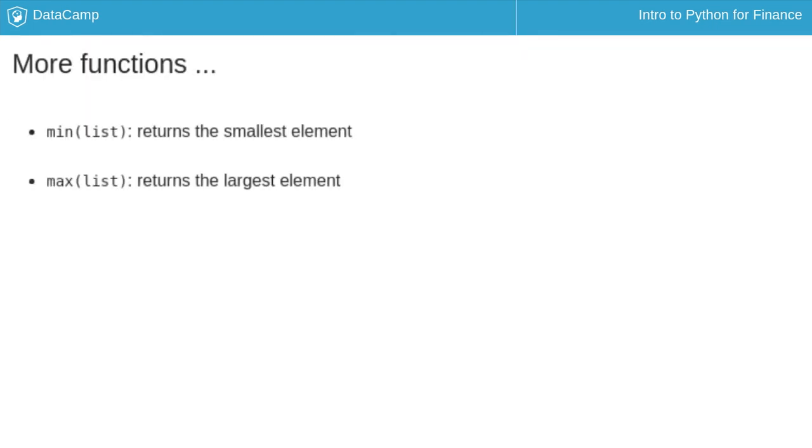We can use list methods and functions to perform analyses in Python. Let's introduce 2 more functions in Python, min, which returns the smallest element of a list, and max, which returns the largest element in a list.